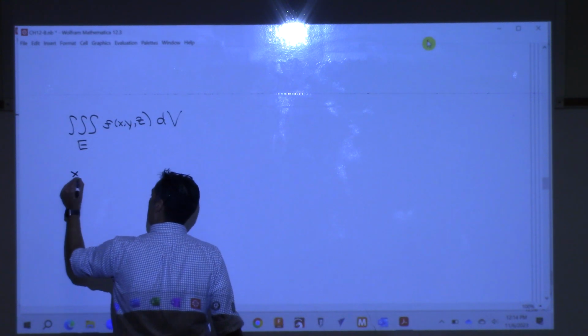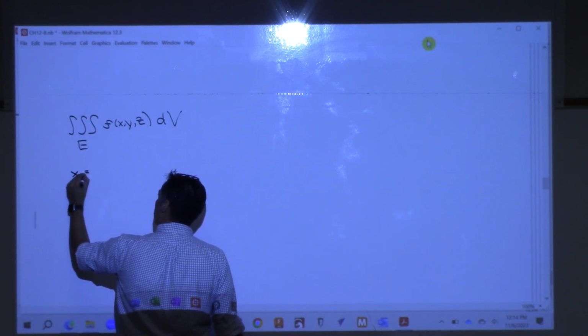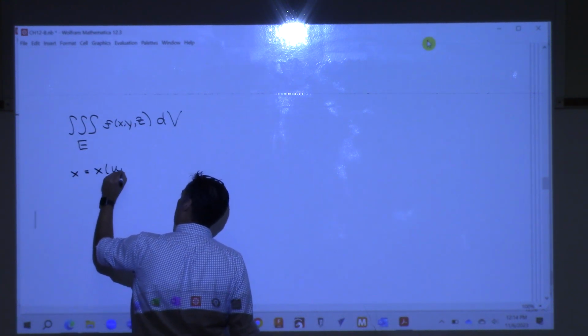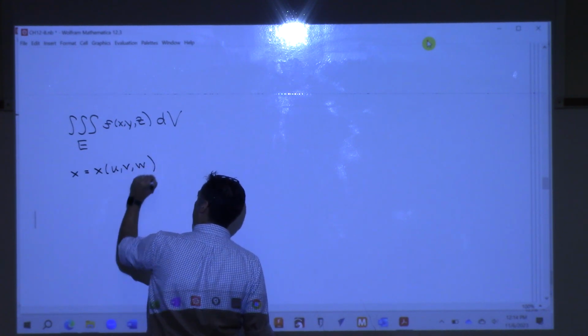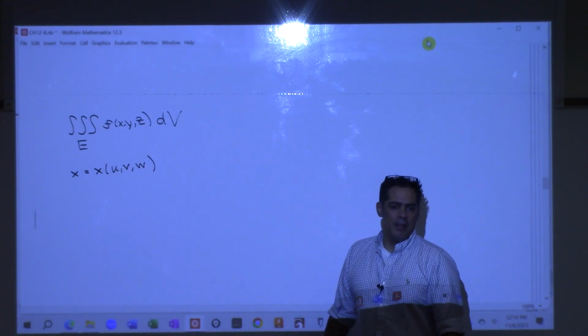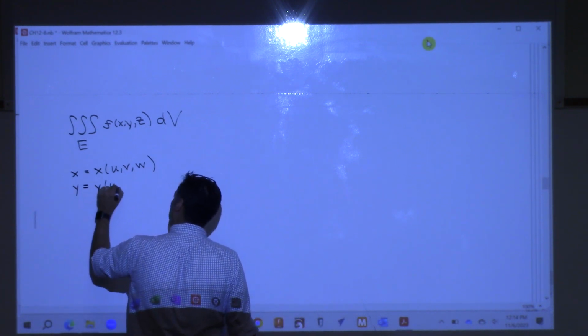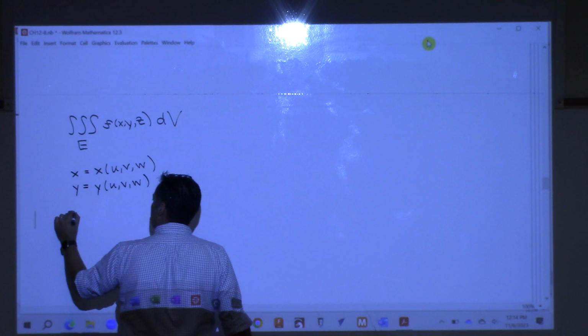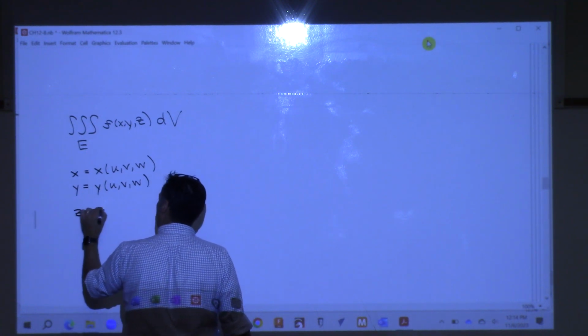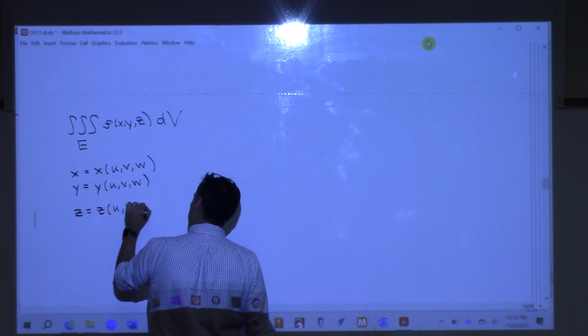So x is going to become some new function of u, v, and w, let's say, right? And then the y is going to become some new function of u, v, and w. And the z is going to become some new function of u, v, and w.